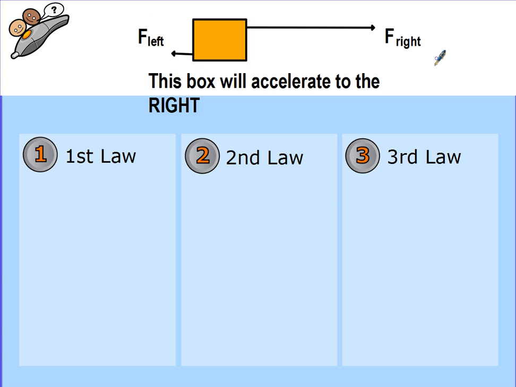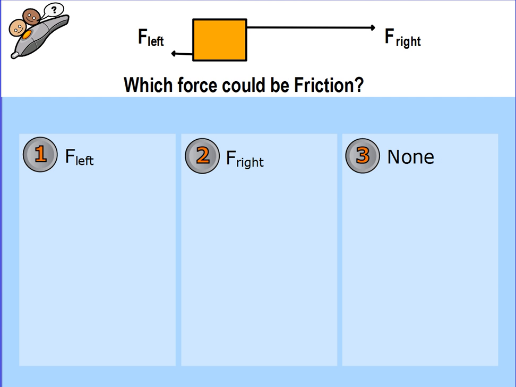All right. This box will accelerate to the right. Which law are we going to use to explain this? Well, that's the second law. F net equals ma. Which force could be friction? Well, friction will always be the smaller force, so it's got to be the left one.